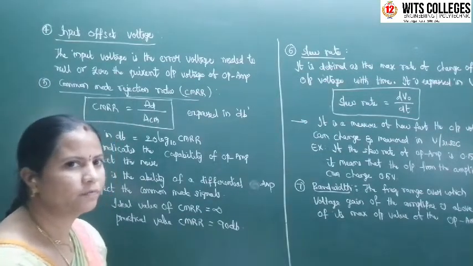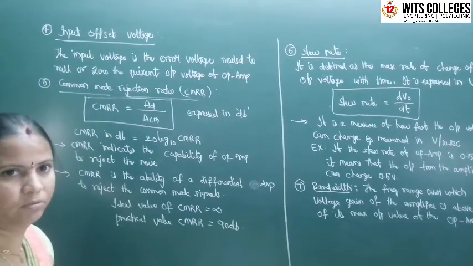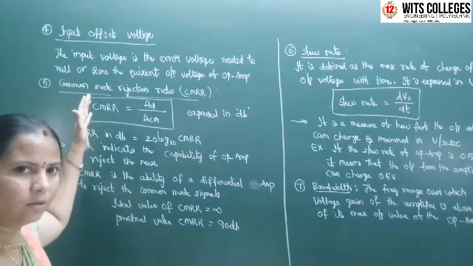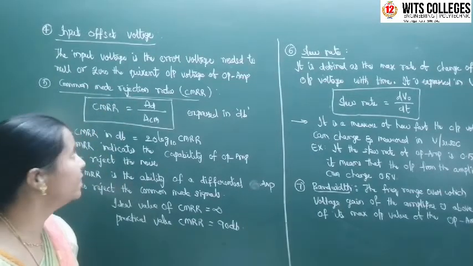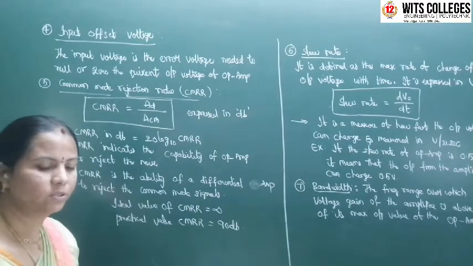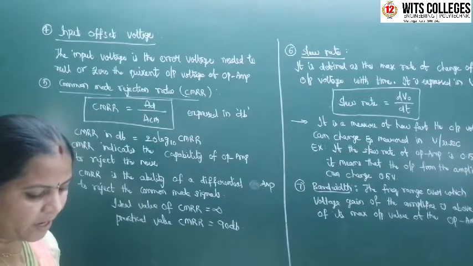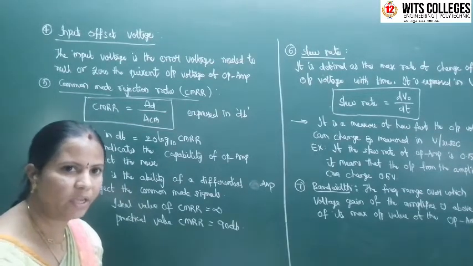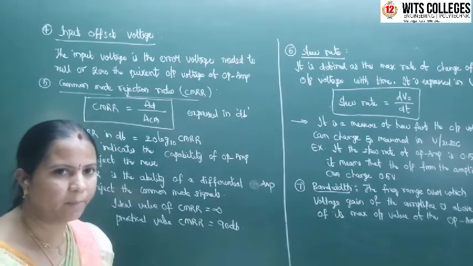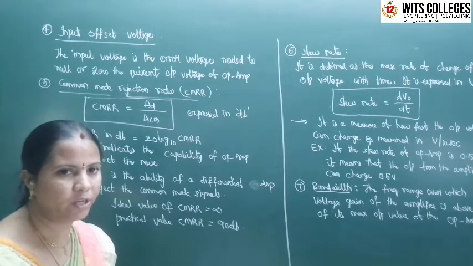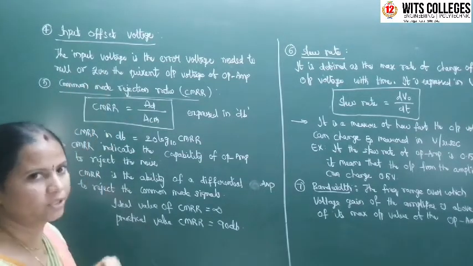The next parameter is input offset voltage. How do we define input offset voltage? It is the error voltage needed to null, or zero, the quiescent output voltage of the operational amplifier. It is also defined as the voltage that must be applied between the two input terminals of the operational amplifier to nullify the output voltage, or make it zero. That is input offset voltage.